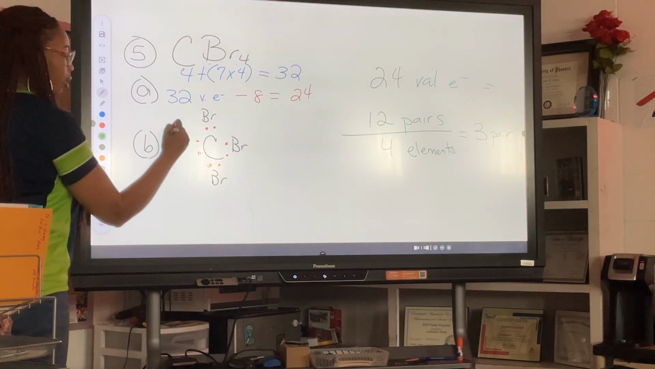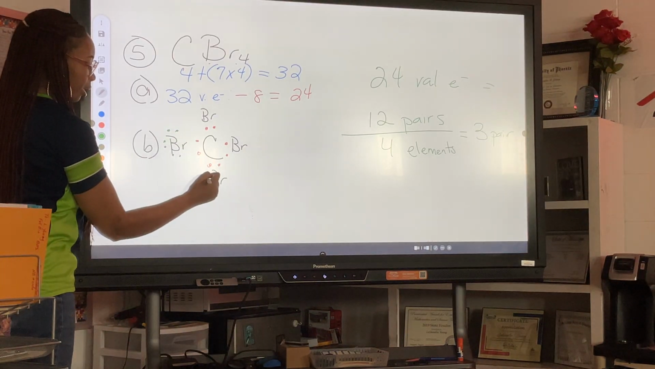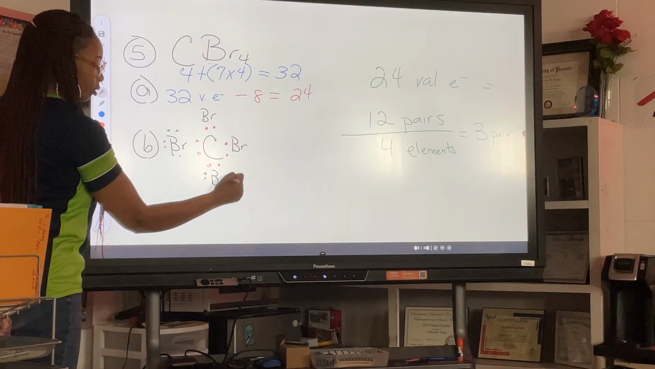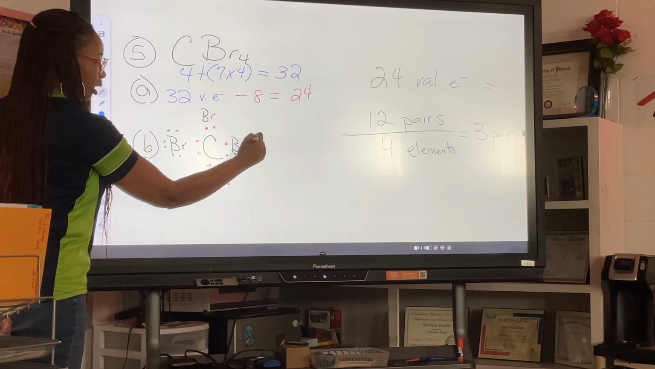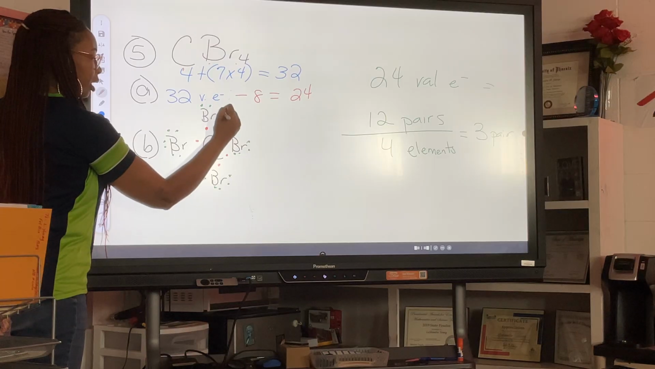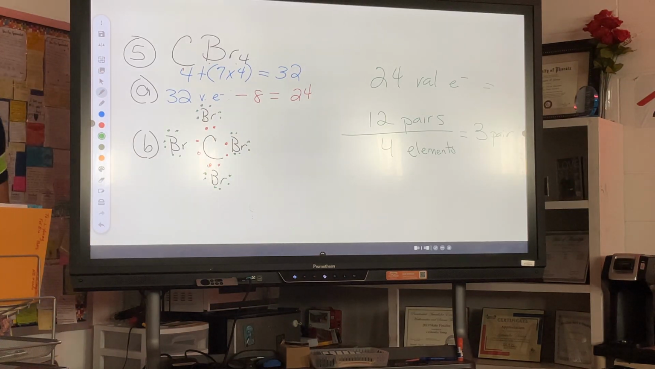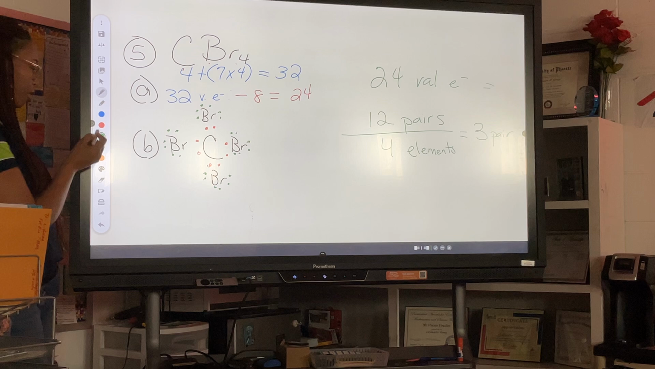So I'm gonna go here and I'm gonna go 1, 2, 3 pairs. 1, 2, 3 pairs. 1, 2, 3 pairs. I've gotten rid of all of my electrons. You can sit and do the 24. You don't have to do that. That's just my personal way of keeping up with my valence electrons. Y'all following? Yeah.